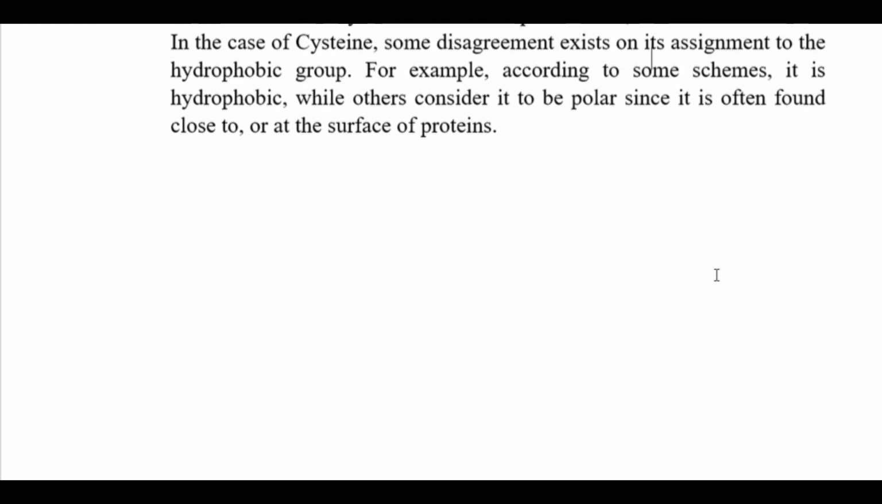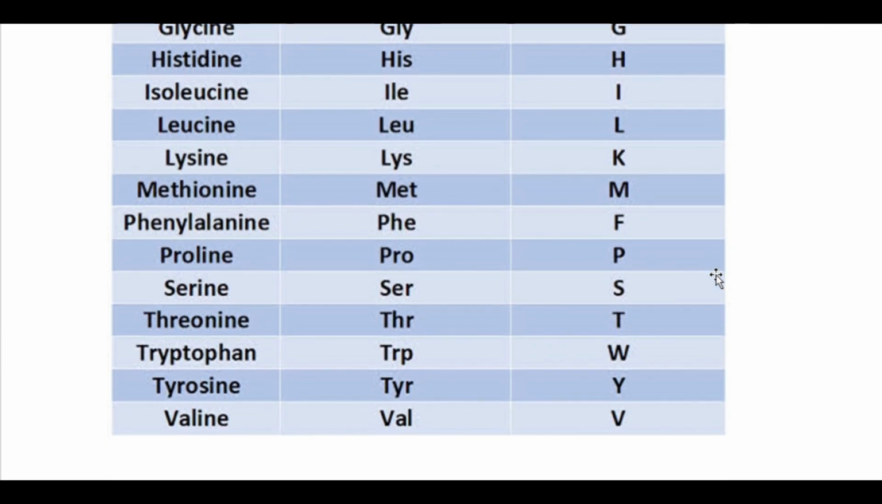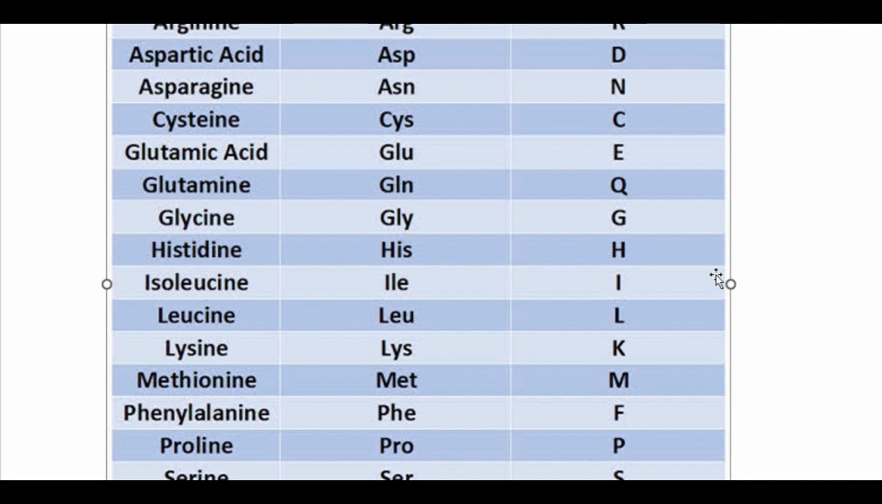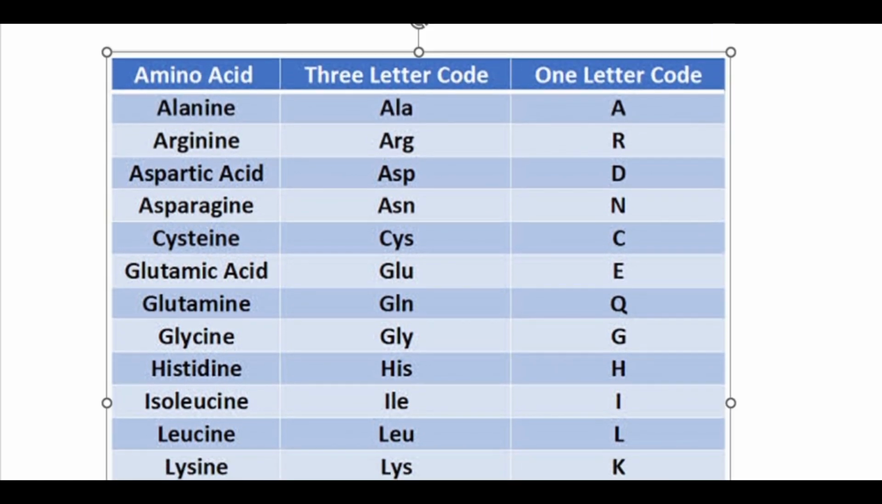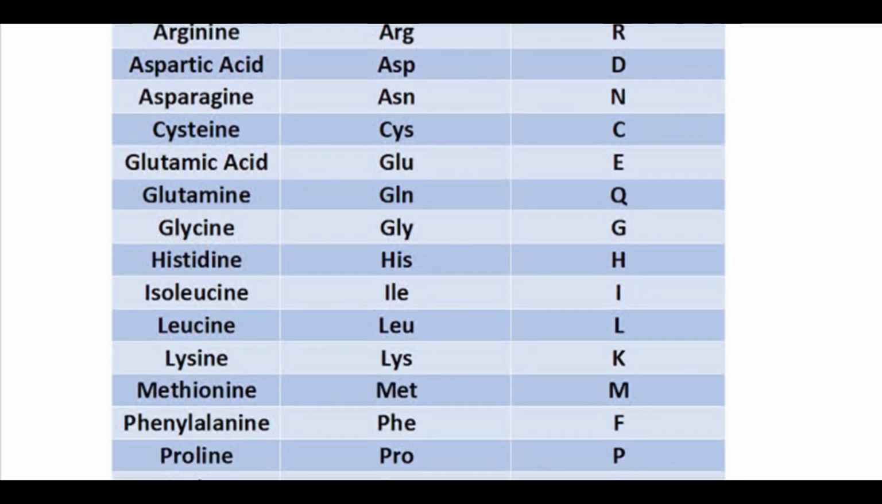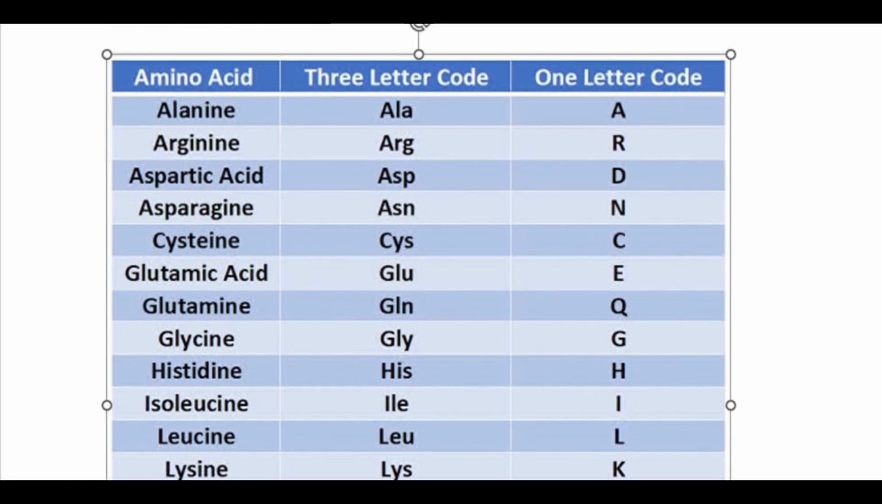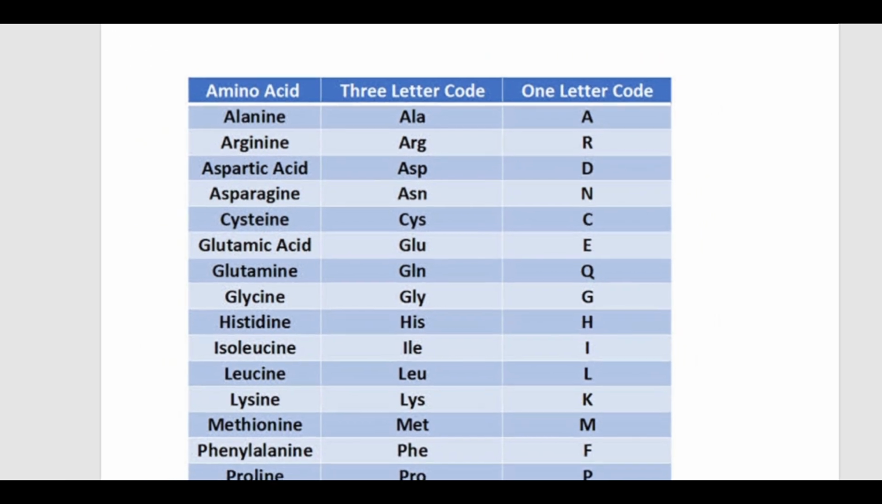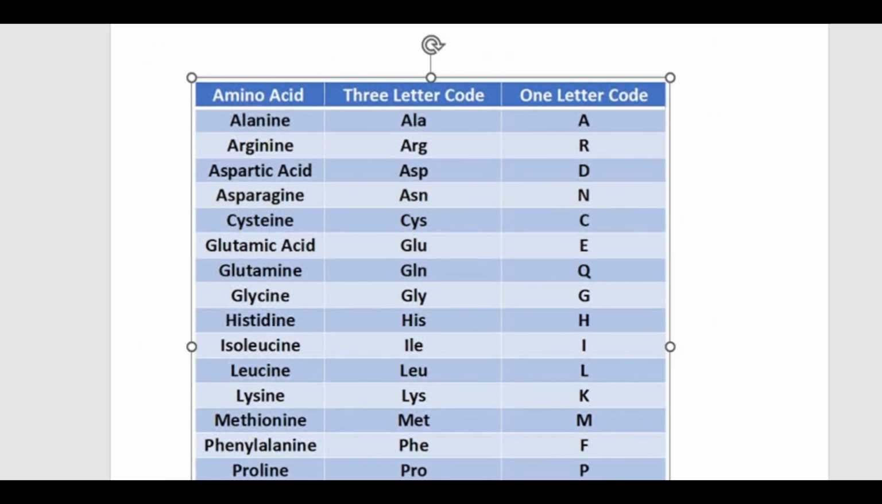Now, I think we are set to go. Let's look at some of these amino acids and their letter codes. These are the 20 amino acids, and we have 3-letter codes and 1-letter codes. You can pause the video and check out these 3-letter codes and 1-letter codes for the amino acids, which is very, very important.